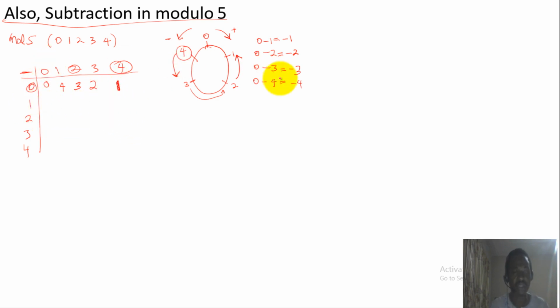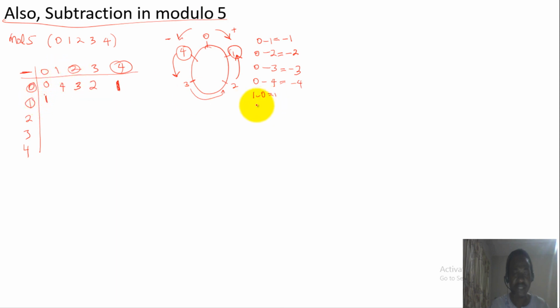The next row will be 1 minus 0. Automatically, 1 minus 0 will give me what? Oh, sorry, 0 minus 0 will give me 0. I'm here. Sorry, 1 minus 0 will give me what? 1. Therefore, I'm going to have my 1 here, because it's 1 time from 0.